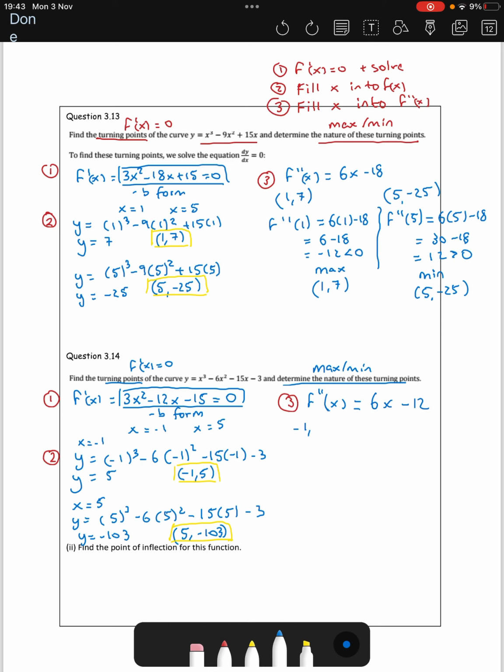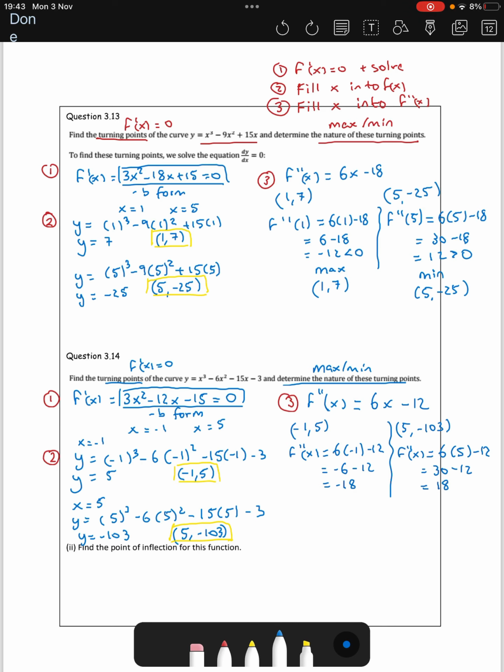So my first coordinate is -1 and 5. I'm going to have my second differentiate equal to 6 times -1 take away 12. It's going to be -6 take away 12, which is -18. I fill in my other coordinate as well, the 5 and the -103. Remember, the 5 is the only number that goes in because it's only a space for an x value. I end up with 30 take away 12, which gives me 18.